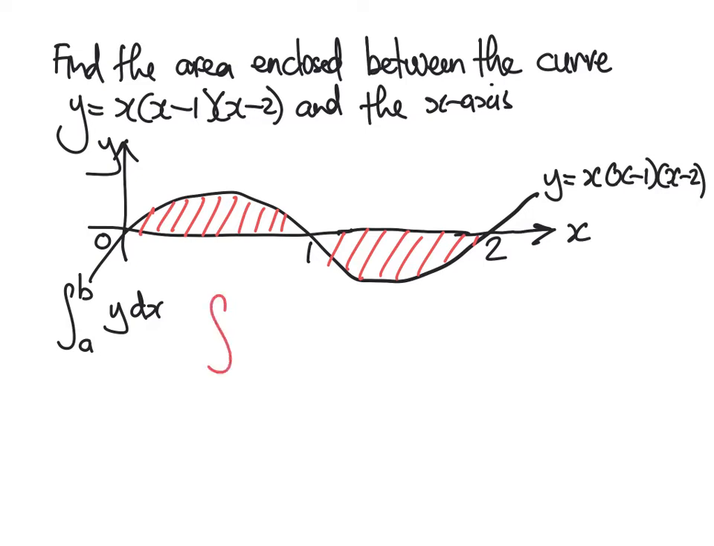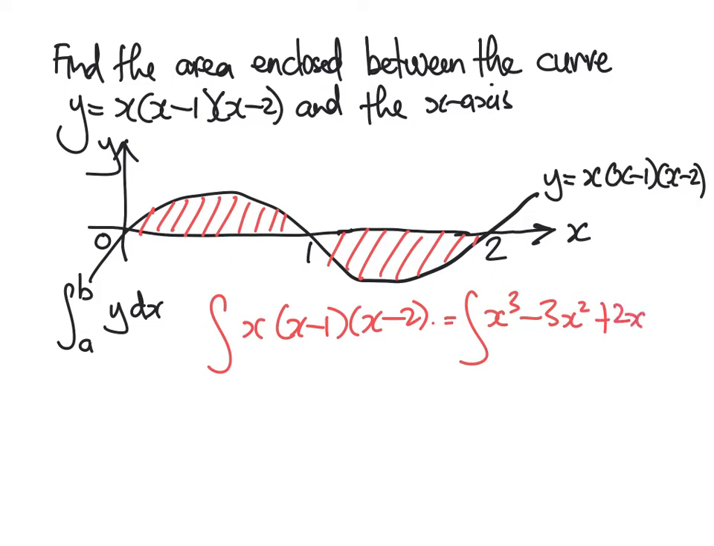So first, integrate x(x minus 1)(x minus 2). When I expand this, we get x cube minus 3x square plus 2x in terms of x. Before that, I'm going to split this as part a and this as part b. So I'm going to do part a first. Part a, the limit is between 0 to 1.